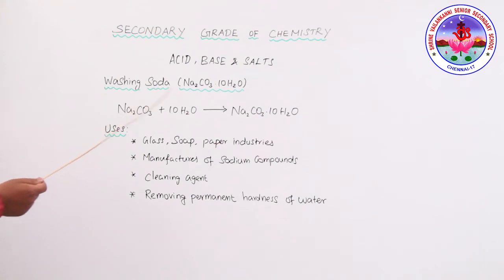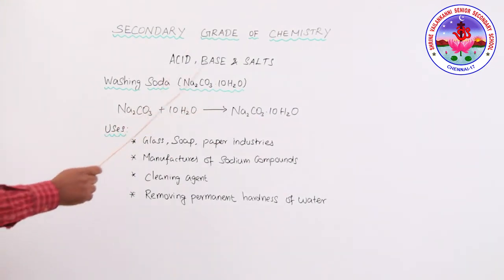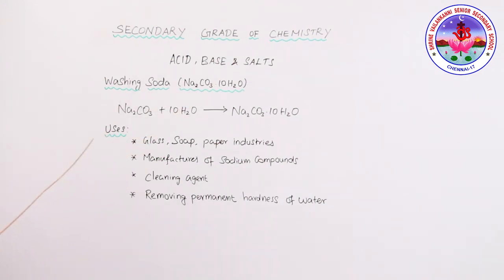Now, the washing soda formula is Na2CO3.10H2O. This is the hydrated form of the salt. The preparation of the salt is from sodium chloride, which is obtained as sodium carbonate. Sodium carbonate can be obtained by heating baking soda, and recrystallization of the sodium carbonate gives the washing soda. So it is also a basic salt.